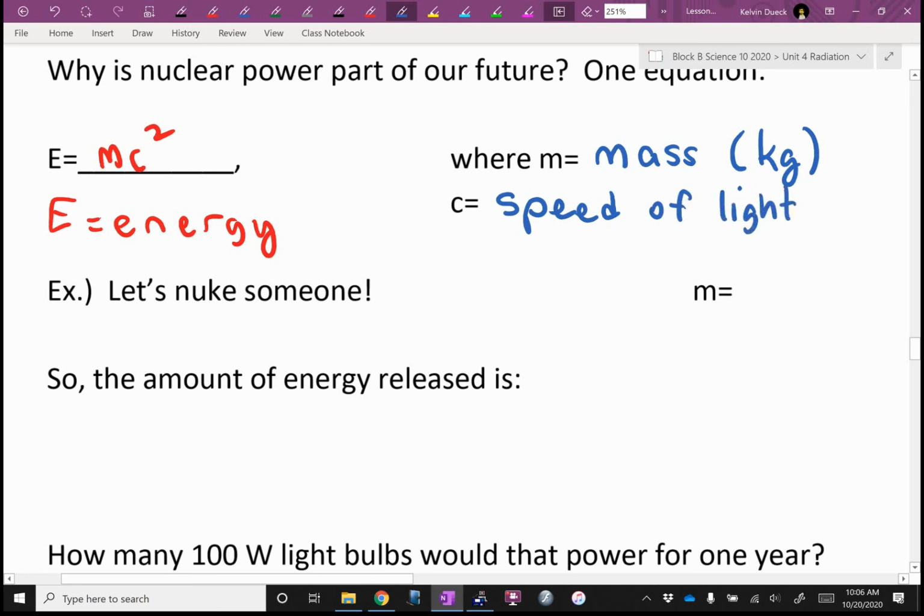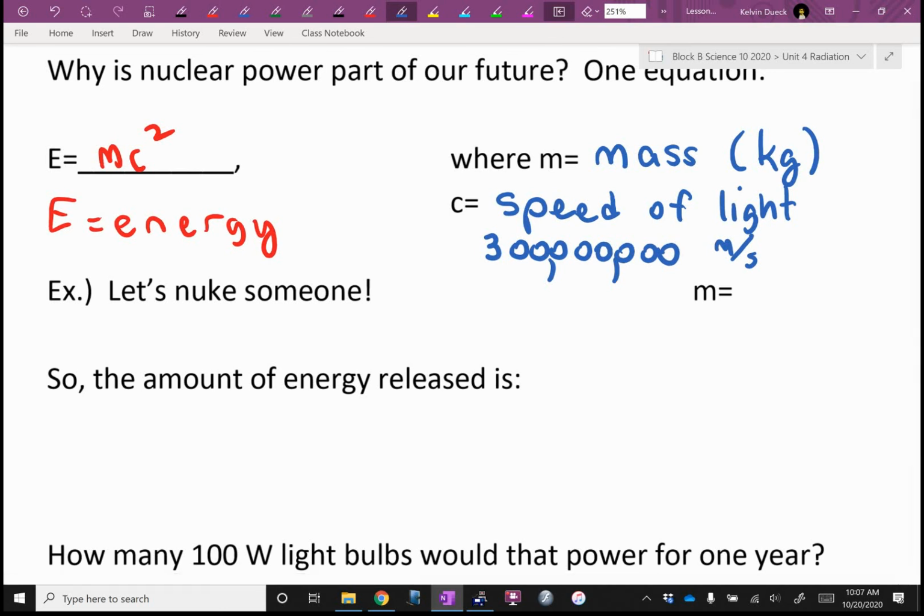Now, it's kind of weird, Mr. Dewick, why does the speed of light show up in this equation? And I'll just say, because light is special. Take Physics 11 if you want to find out more. The speed of light is a number. It's a 3 with 8 zeros. It's 300 million meters per second. Yep. Light's the fastest thing there is. It's the cosmic speed limit.